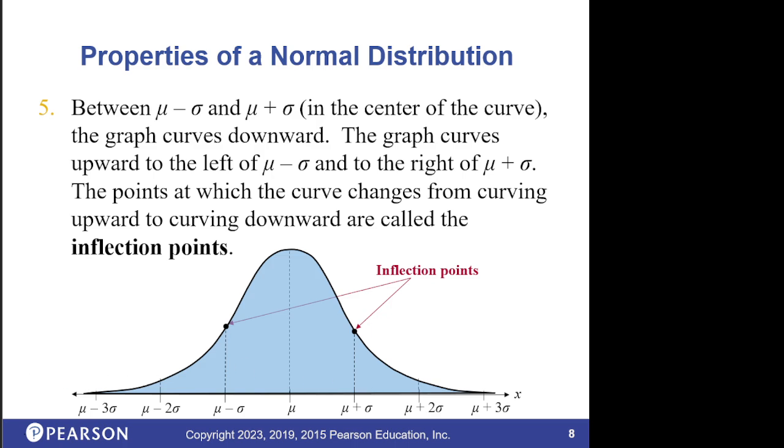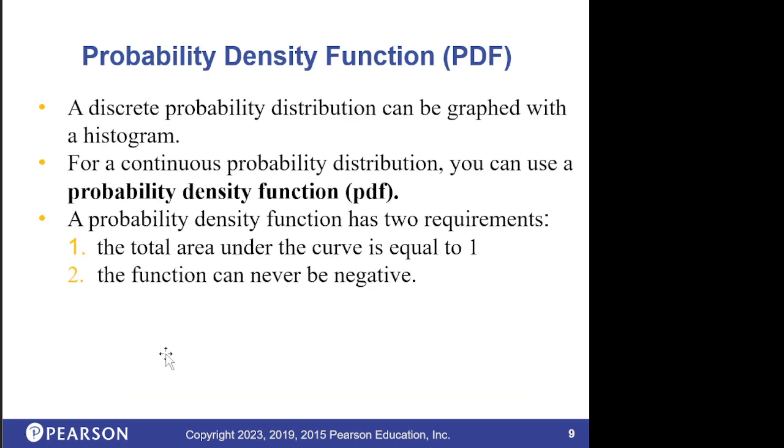Now, what we will talk about is a probability density function. A discrete probability can be graphed with a histogram. But for a continuous probability distribution, we use a probability density function. The function can never be negative because it gives out a probability, and the total area of a probability density function has to be 1, just like probability distributions in chapter 4 had to add up to 1.